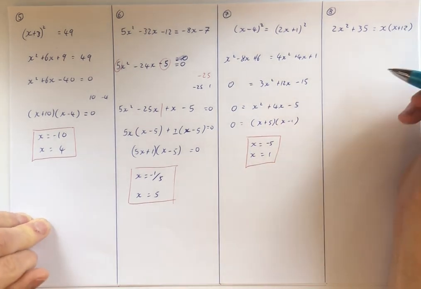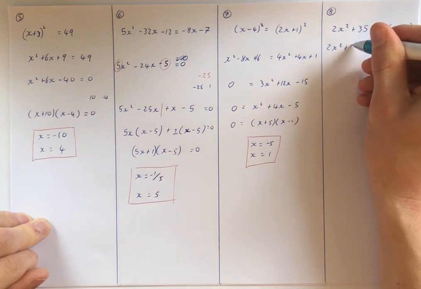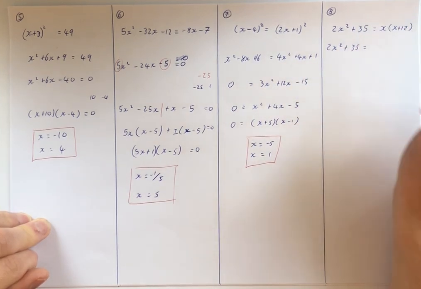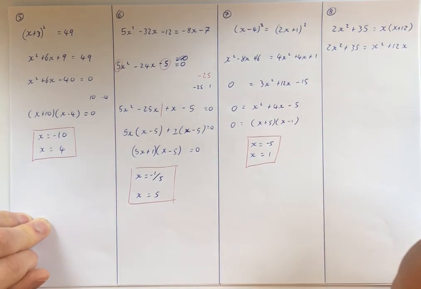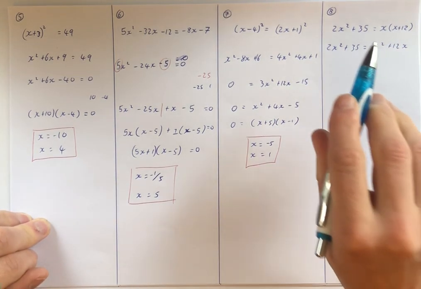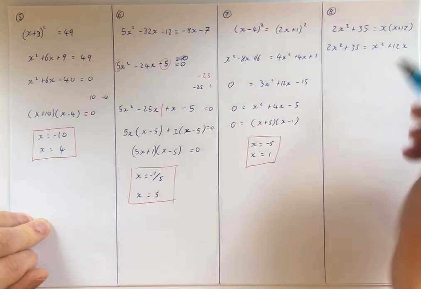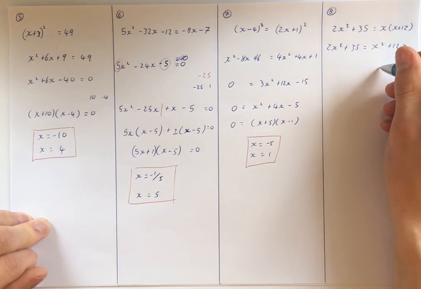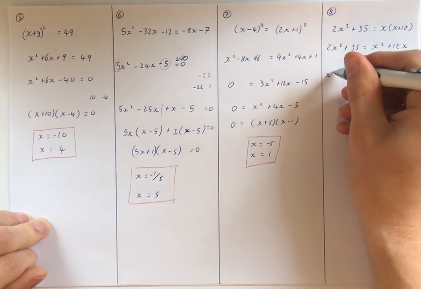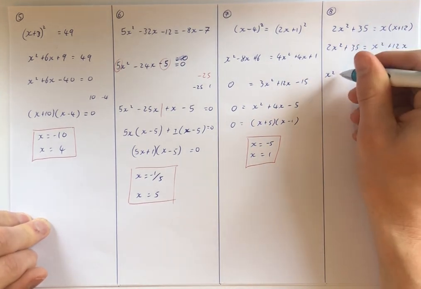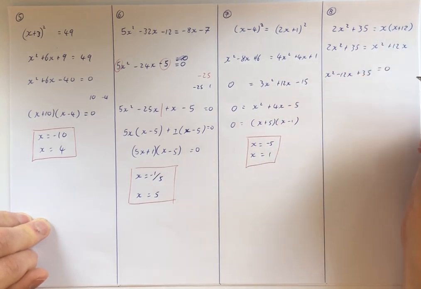Alright, question 8. This side's all good. We'll just leave it as it is for now, 2x squared plus 35. But we're going to expand the right hand side, x squared plus 12x. Now I've got more x squareds on the left hand side, so I'm going to subtract x squared off both sides. So subtracting x squared is going to leave me just 1x squared, subtracting the 12x, and leaving that positive 35.